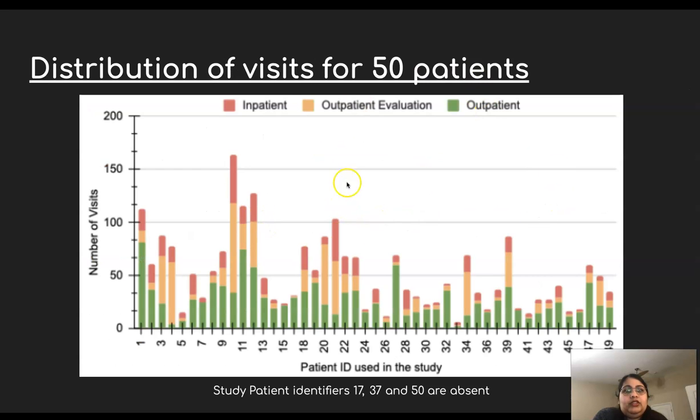In this figure, we show the distribution of visit types for each patient in our data set. The red numbers of visits indicate the inpatient visits, the orange ones indicate the outpatient evaluation visits, and the green ones are the outpatient visits.